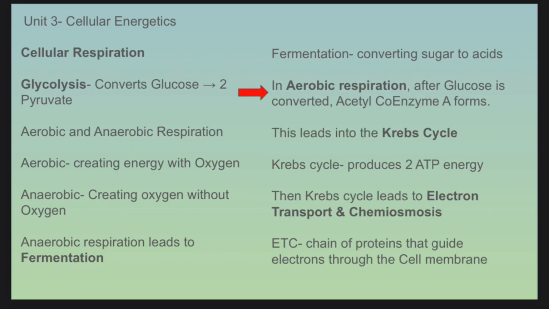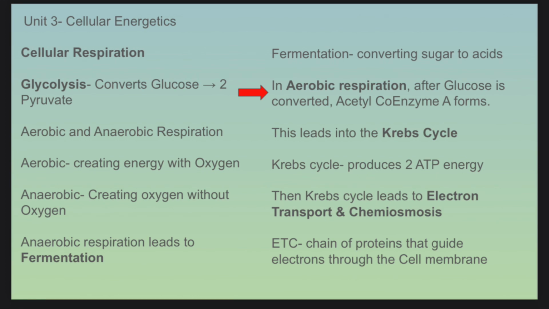Alright, okay, this is going to be more difficult, so let me take this through. So cellular respiration. The first process of cellular respiration, which happens in the mitochondria, is glycolysis. It converts glucose into 2 pyruvate. And there's two processes of it, aerobic and anaerobic respiration.